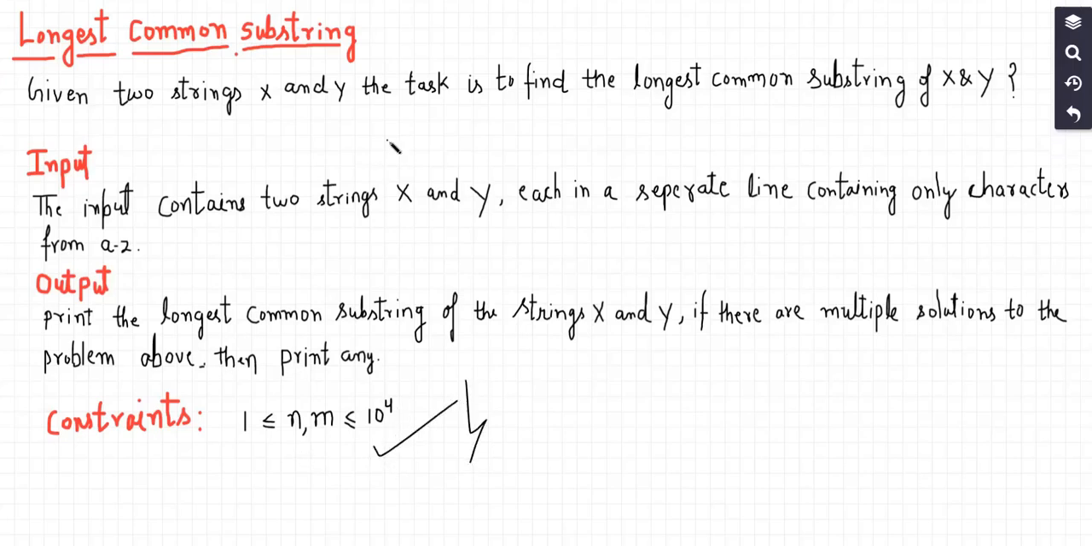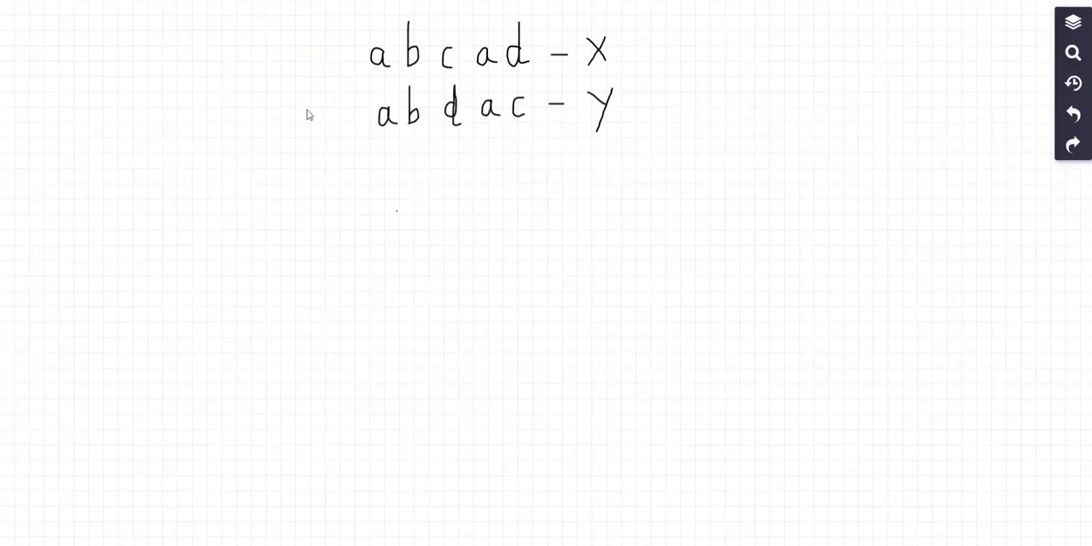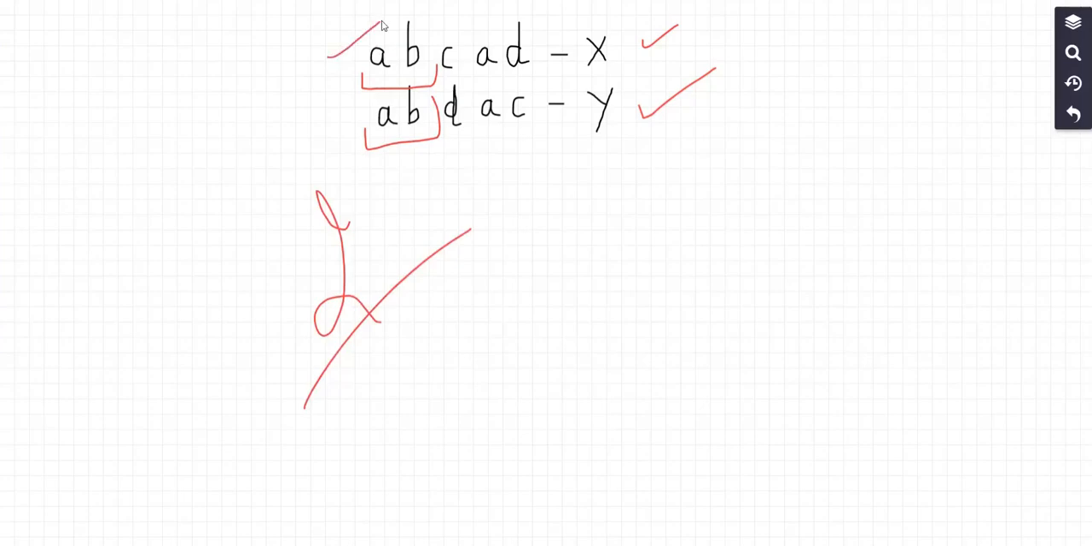So let's better understand the problem statement with an example. These are the two strings x and y. The longest common substring in these strings is AB. So the answer is 2 because AB has a length of 2.